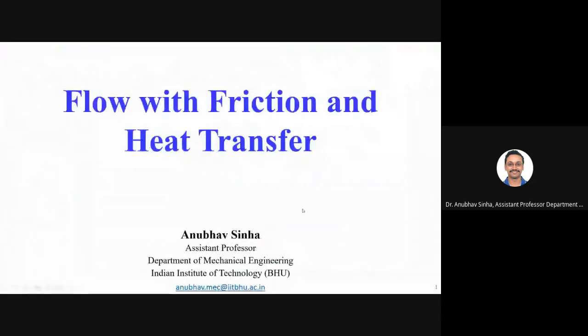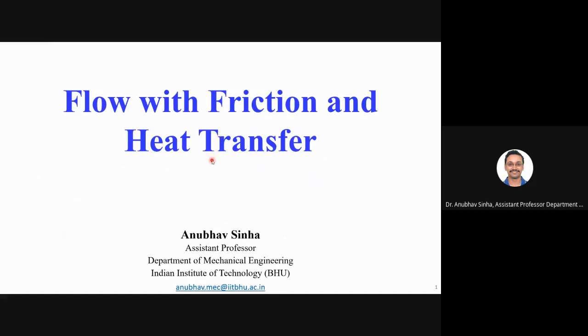Flow with friction and heat transfer. Okay, now till now whatever we have studied, we have assumed all ideal things. We have talked about isentropic flow, but in a real fluid, both heat transfer and friction will be present in an actual device. So that is what we are going to study in this chapter.